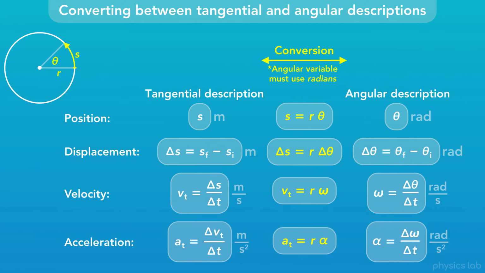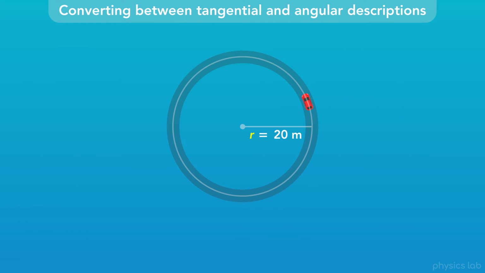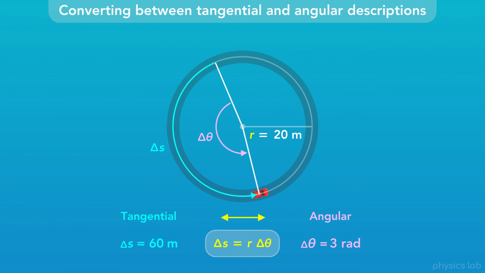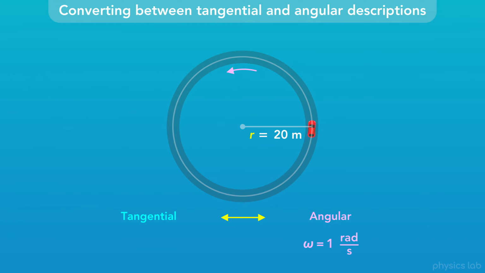To wrap up this section, let's look at some examples with a car driving around a circle with a radius of 20 meters. The tangential and angular values are linked, and their relationship depends on the radius. If the car's angular position at a certain time is 2 radians, then the tangential position would be 2 times 20, or 40 meters. If the car travels a tangential displacement of 60 meters, it also travels an angular displacement of 3 radians. In this case, we take delta s and divide it by r to get delta theta. If the car's angular velocity is 1 radian per second, the tangential velocity would be 20 meters per second.